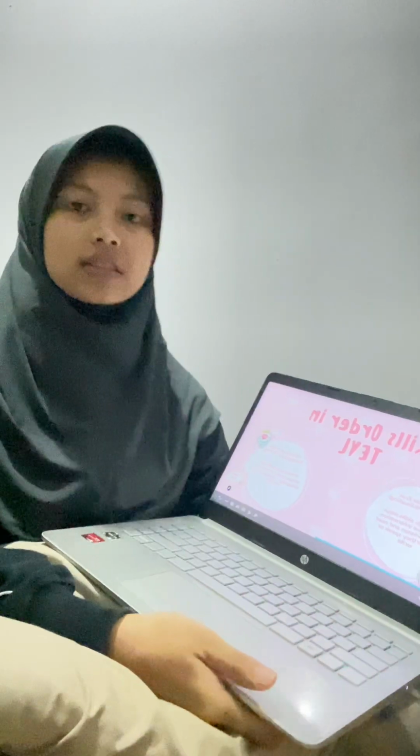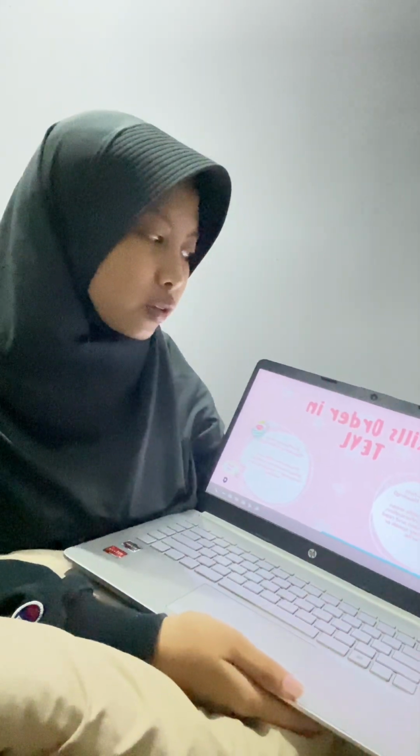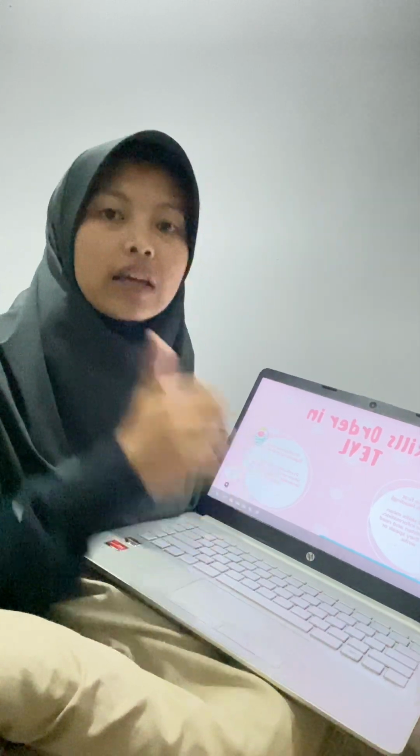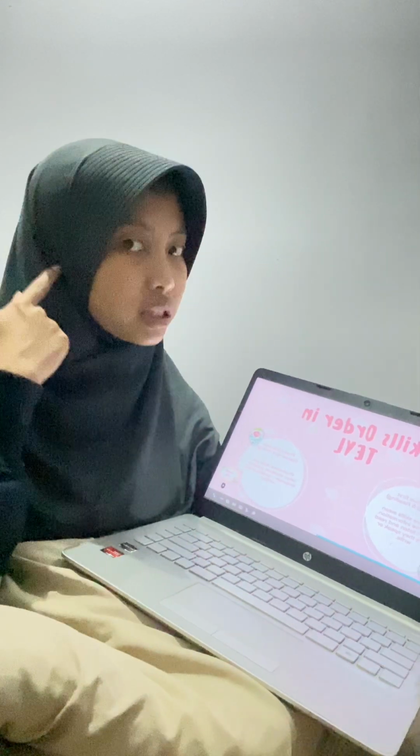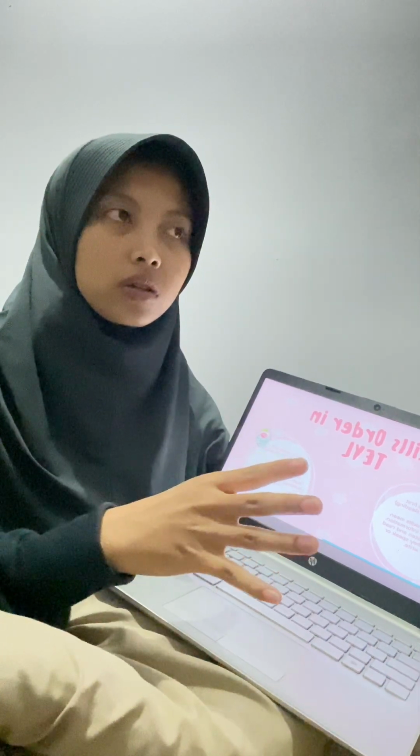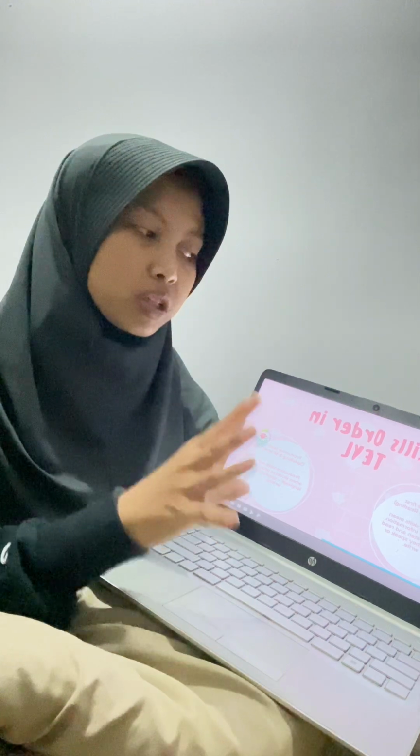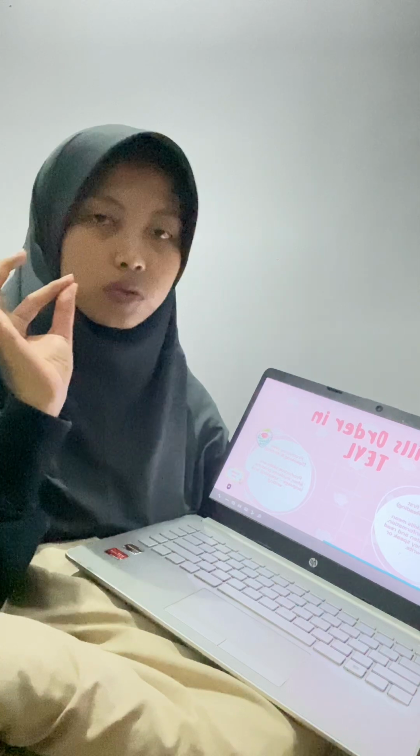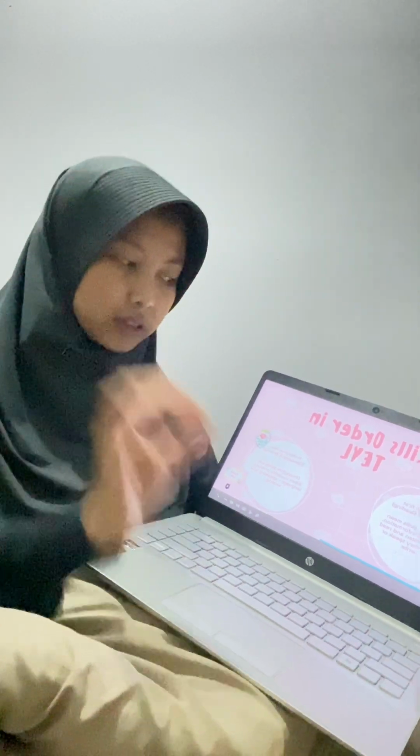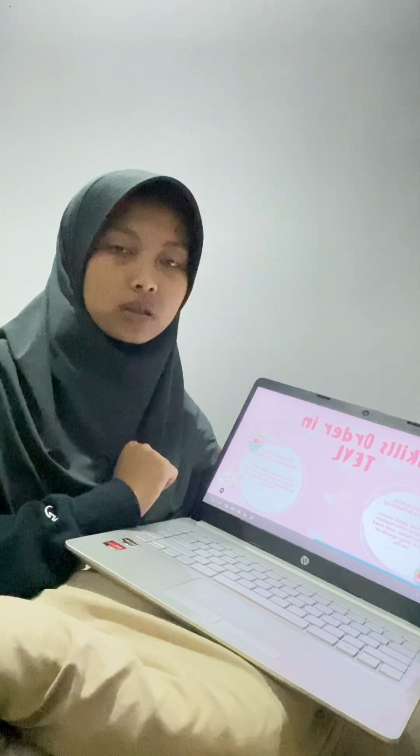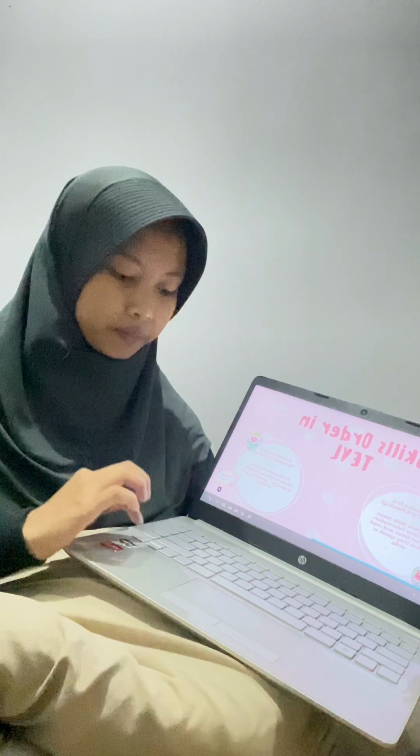And next is about skills order in TEYL. First is receptive first and productive later. In the receptive, we have listening and reading. It means the young learners receive the information from listening and reading before they speak or write. And the productive later skills are when students practice the language, speaking and writing.